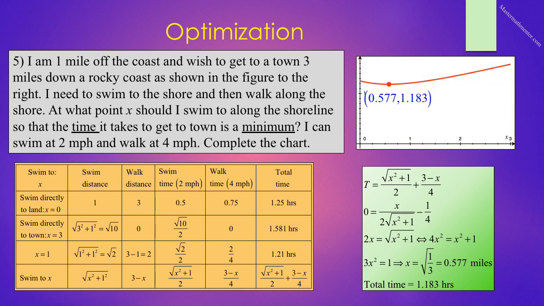We can verify our results graphically by graphing the expression y equals the square root of x squared plus 1 over 2 plus (3 minus x) over 4. We see the minimum occurs at (0.577, 1.183). Or you could graph the derivative of that function and find out where it is equal to 0. It will occur at 0.577.